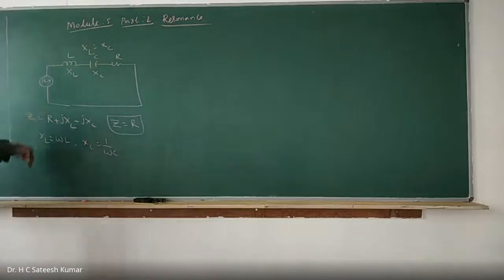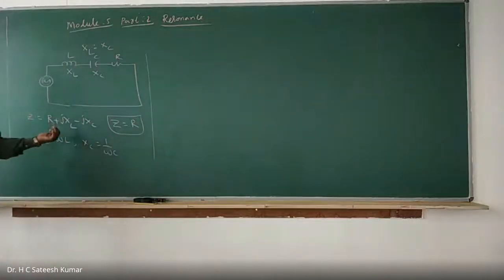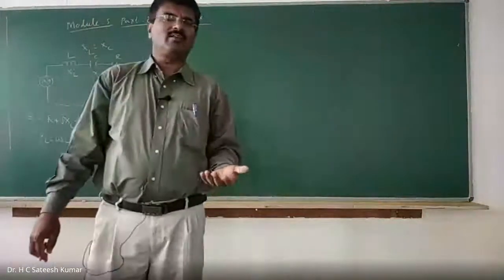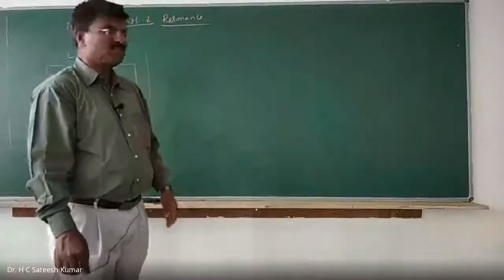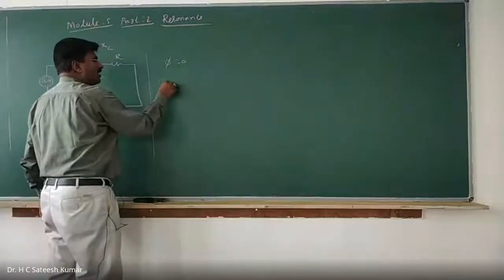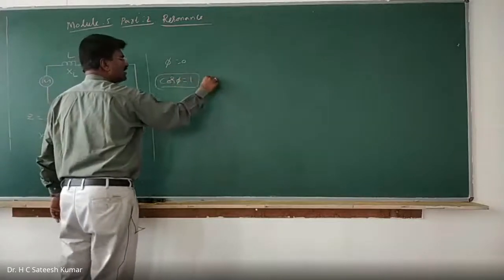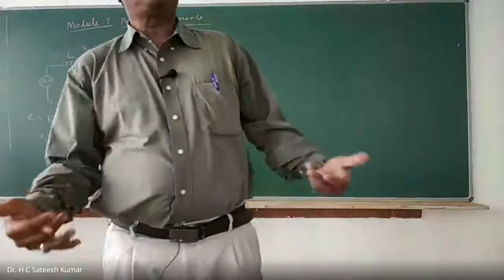One more definition for resonance is that the phase angle between voltage and current will be zero. In phase means the phase angle is zero. So it is a condition in an AC circuit wherein the phase angle between the voltage and current is zero. One more definition: if phi is equal to 0, cos phi is equal to 1. This is nothing but the power factor. It is a condition in an AC circuit wherein the power factor is unity. So these are the different definitions of resonance.